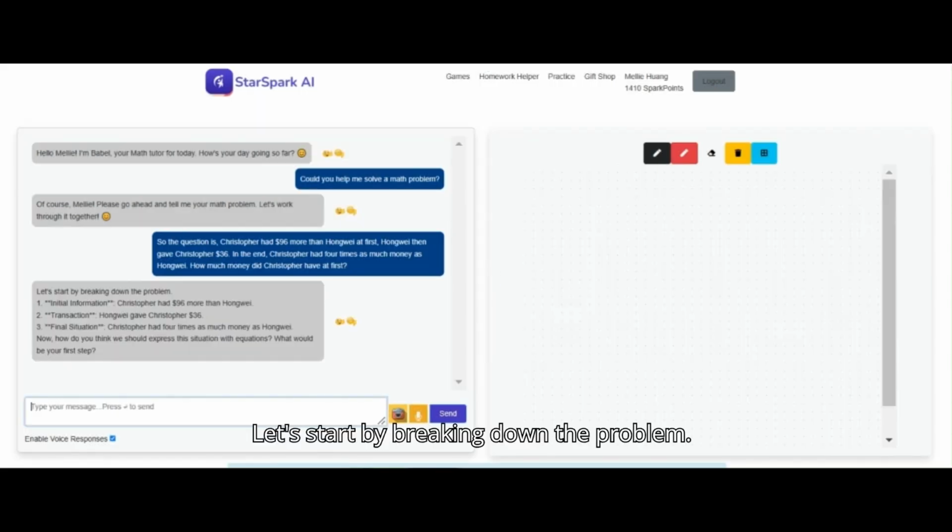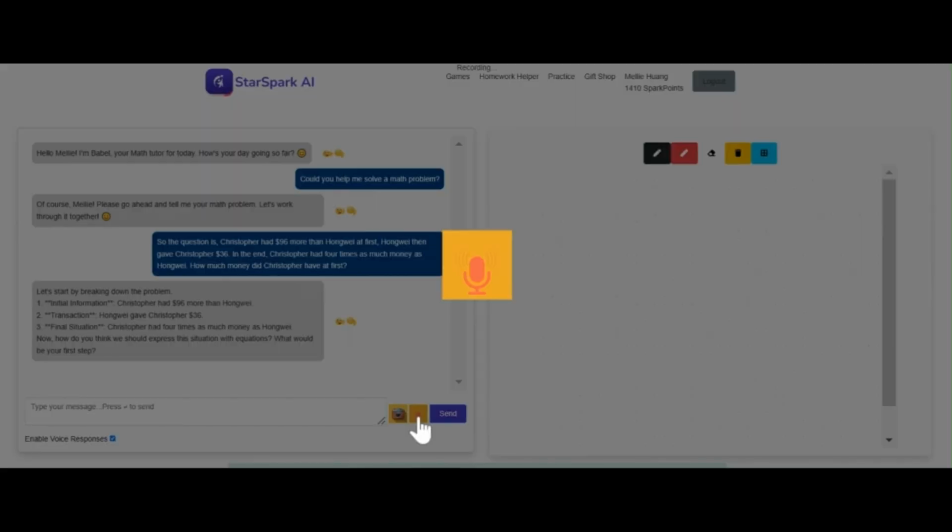Let's start by breaking down the problem. 1. Initial information. Christopher had $96 more than Hong Wei. 2. Transaction. Hong Wei gave Christopher $36. 3. Final situation. Christopher had four times as much money as Hong Wei. Now, how do you think we should express this situation with equations? What would be your first step? I have no idea.